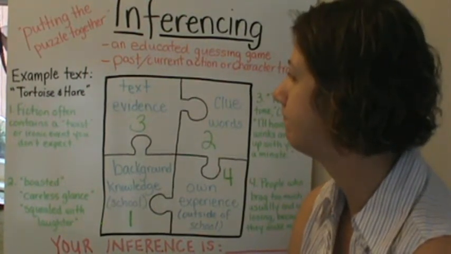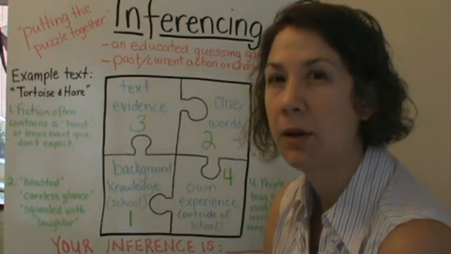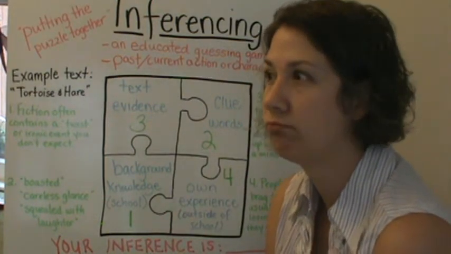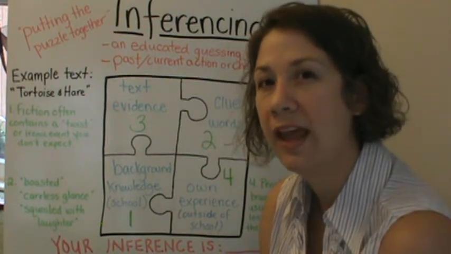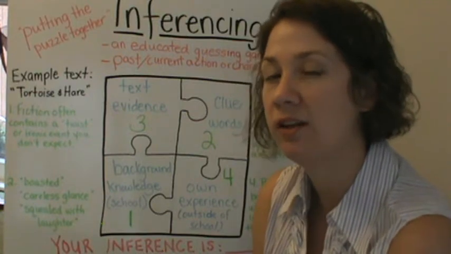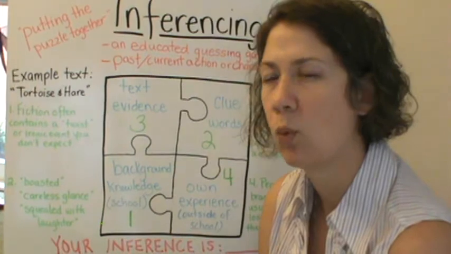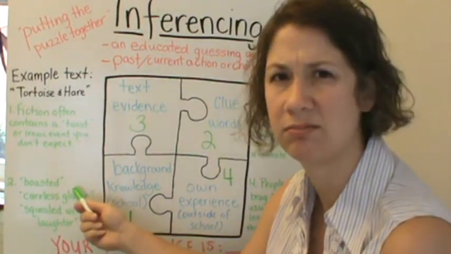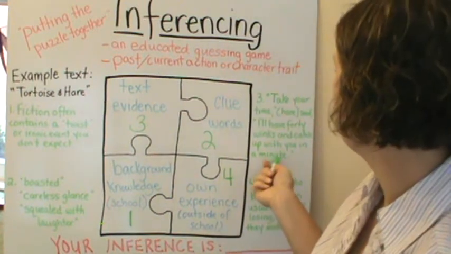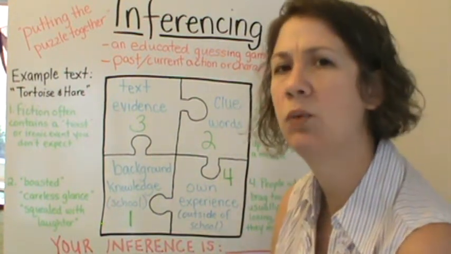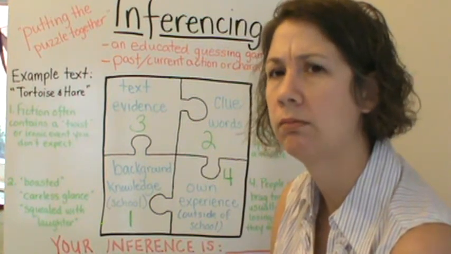Okay. Well, let's take a guess about the past actions. What do you think had happened in the past for the hare to challenge the tortoise in the first place? Why is the hare boasting? Why is he squealing with laughter? Why does he think he can win? What happened in the past to make him think that he could win?